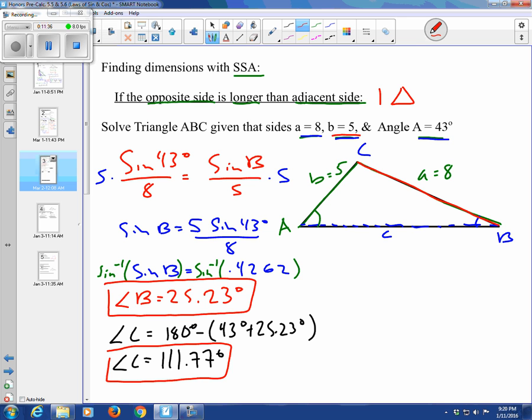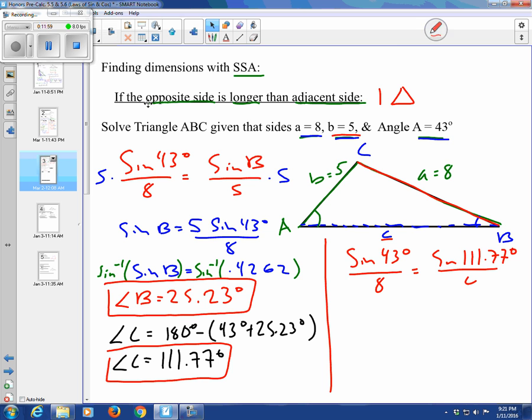And right here what we can do is go ahead and solve for that last dimension, our side C, by using our original ratio, sine of 43 degrees over 8. And we'll set that equal to sine of 111.77 degrees over our side C.